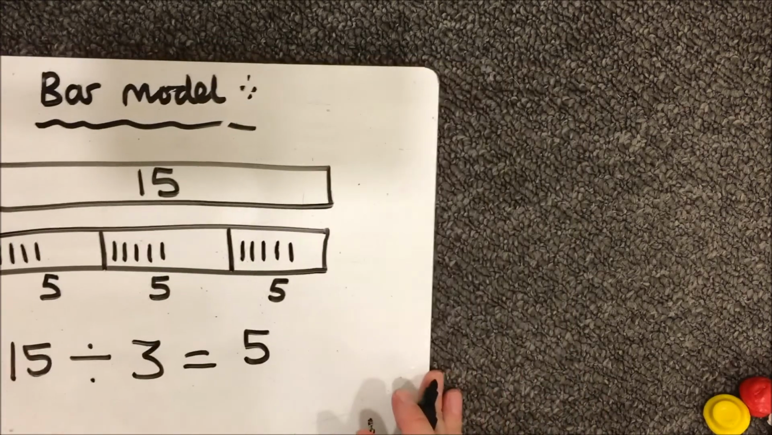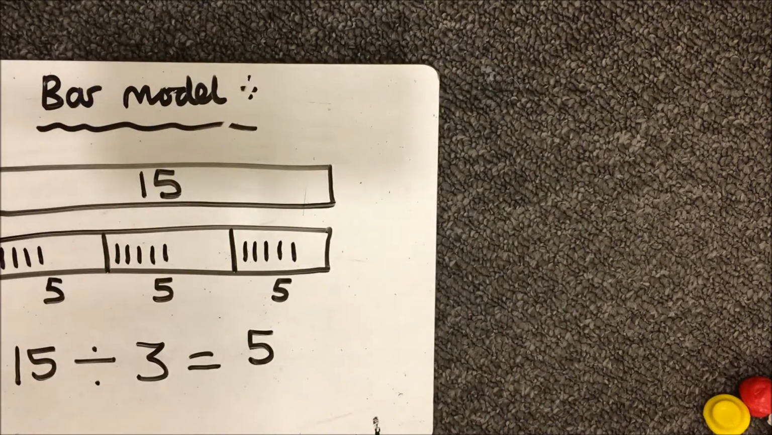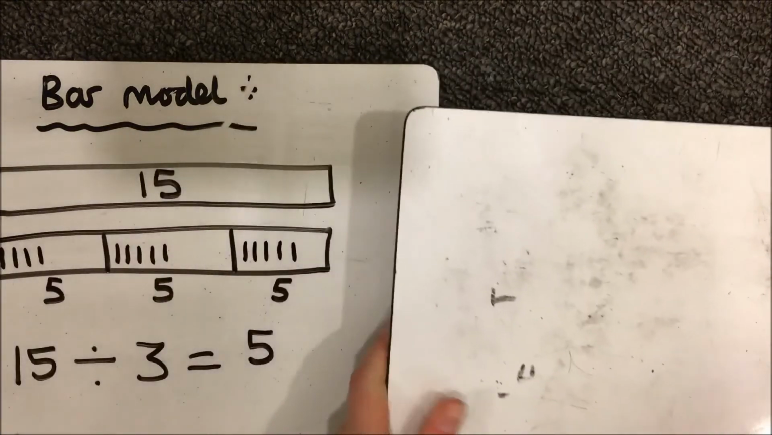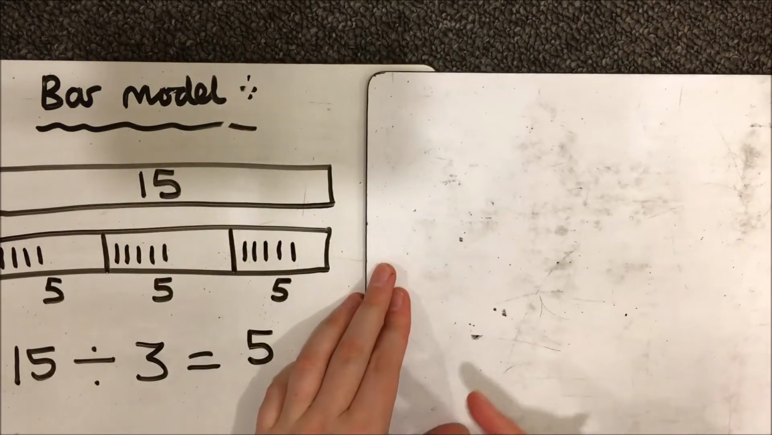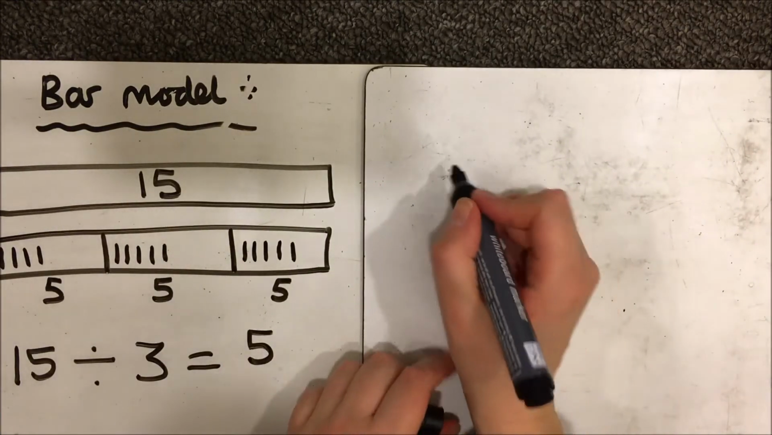This is the tricky part now. This is where we use our times tables to help us. Ready? So we're using our times tables to help us. So let's draw out that bar model again.